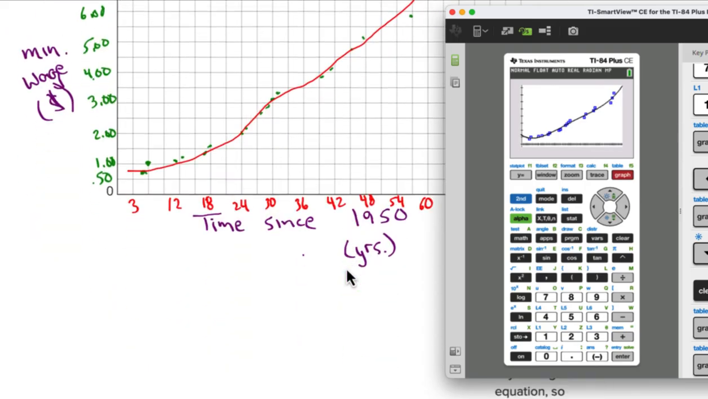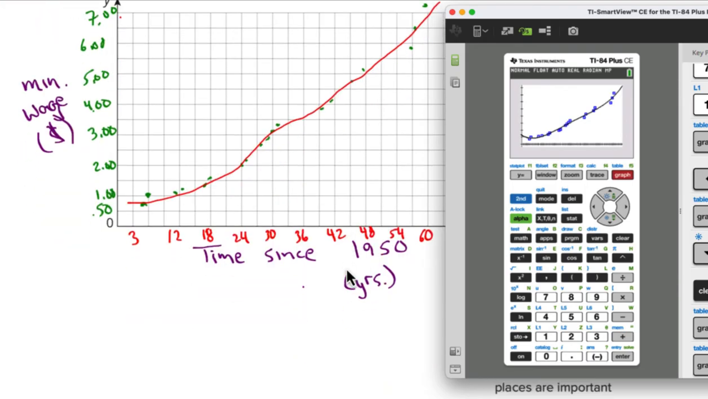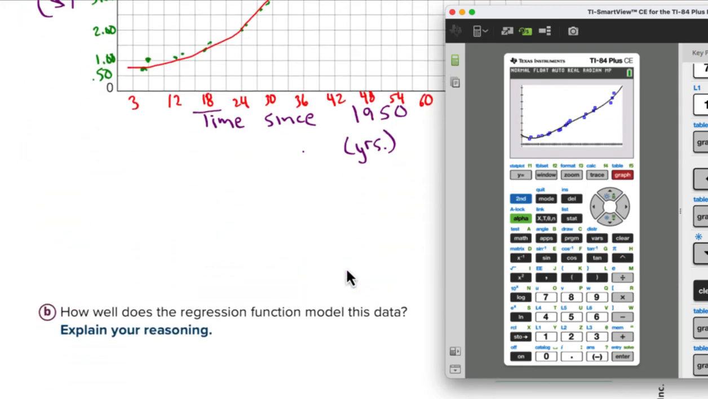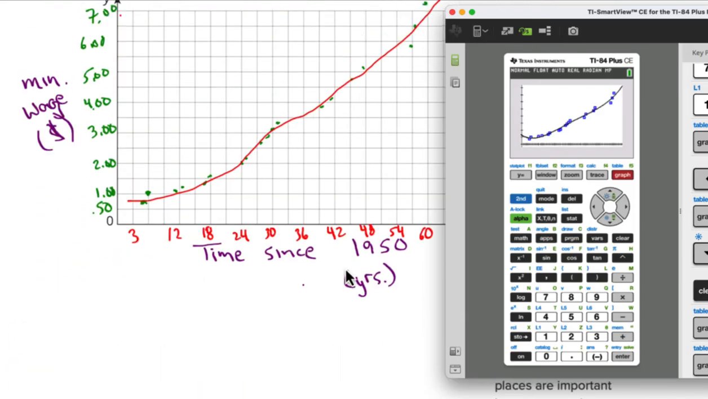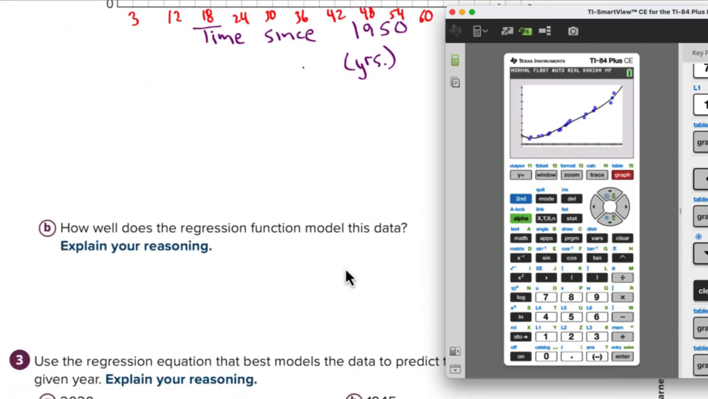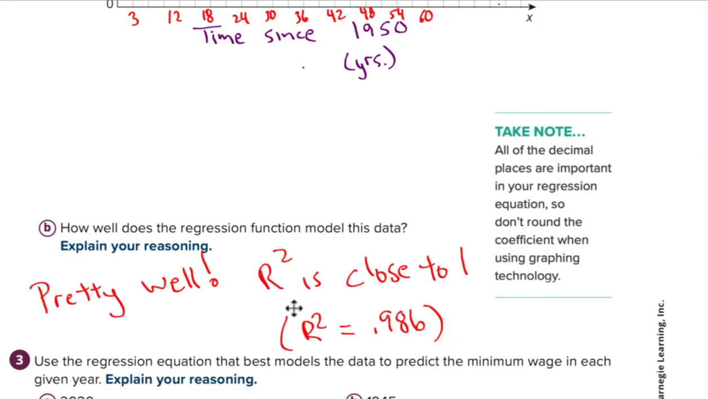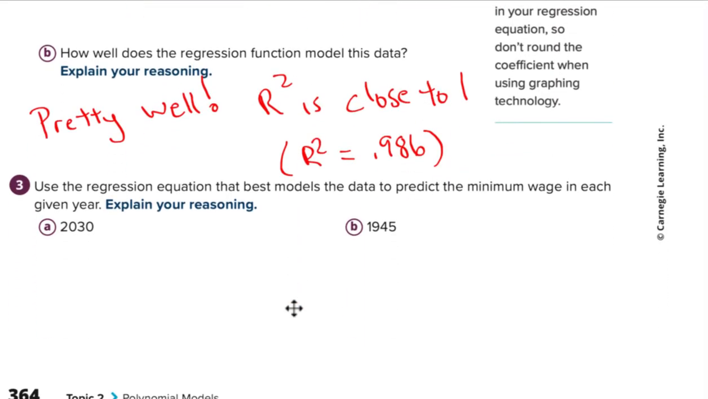Okay, so this is our equation, and that was the best one we came up with, right? It was the quartic. How well does the regression function model this data? Pretty well, because r squared is so close to 1. Let's write that down. It fits it pretty well. R squared is close to 1.